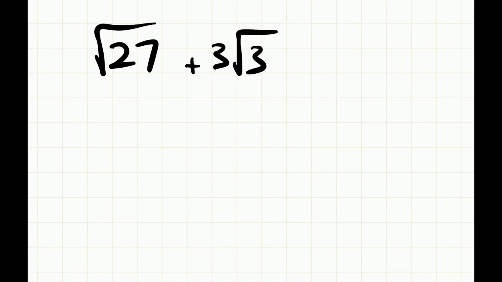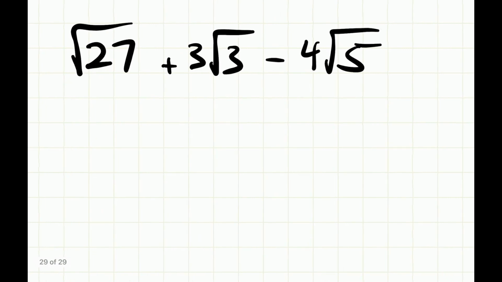Let's say I have something like root 27 plus 3 root 3 minus 4 root 5. Now, I've chosen this example deliberately because you might say, well, there's no like surds, we can't possibly add any together. But you'd be mistaken, because with this root 27, this can actually be broken down, and we can see potentially if it'll end up with a root 3. Let's see what that looks like.